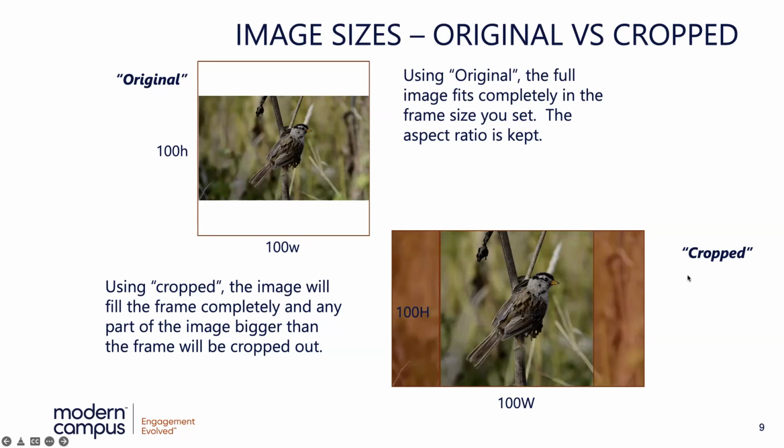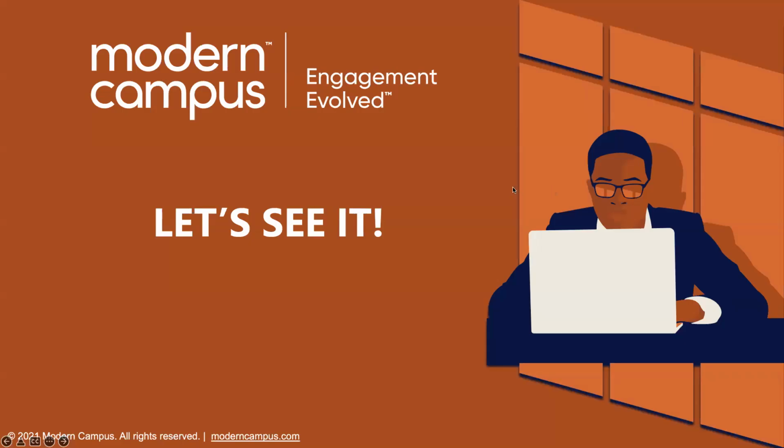Whereas on the reverse, if we were to choose cropped, it's going to bring down the shorter sides. Once it hits the shorter size of 100, then it will just cut off the edges of the longer side. We'll get to see that as an example, but we just wanted to introduce the concept of original versus cropped before we get into it, because it can be a little bit harder to explain without the visual. All right, with that, let's just go ahead and jump into our system.